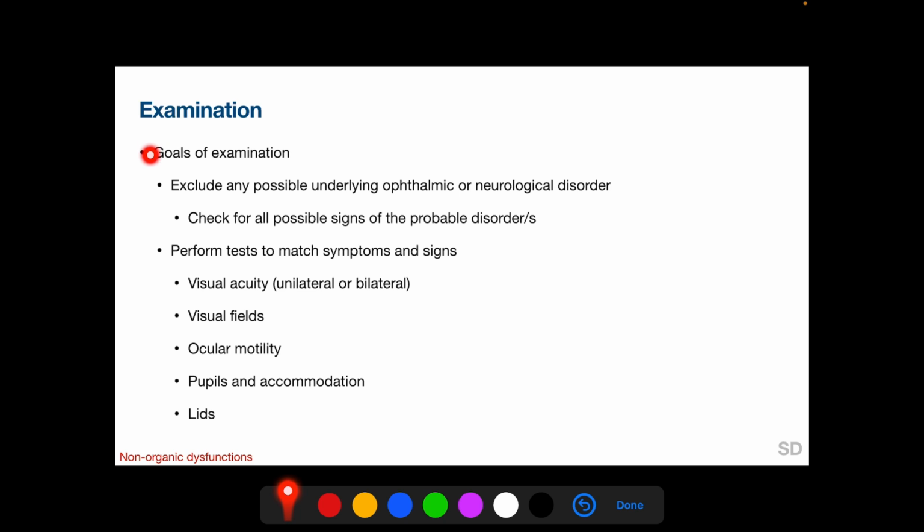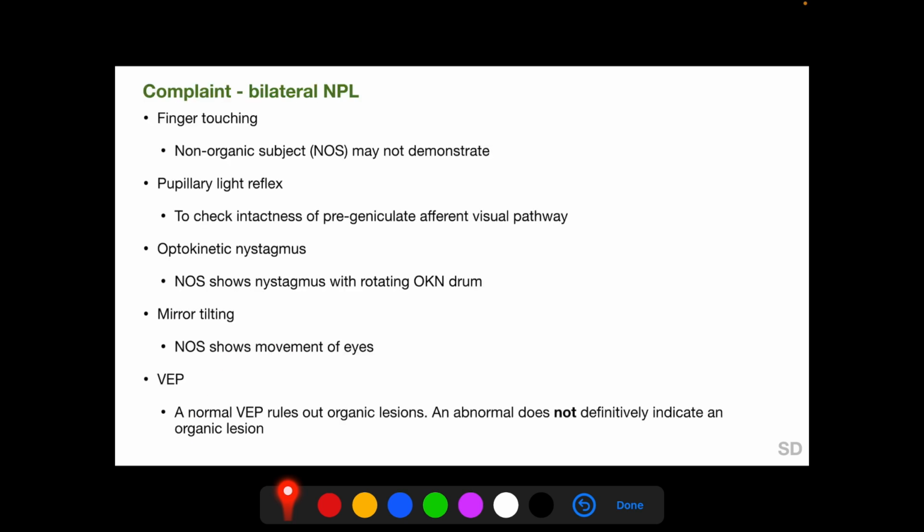The goal of examination in a patient suspected of having non-organic dysfunction is to exclude any possible underlying pathology, ophthalmic or neurological, by checking for all possible signs of the probable disease or disorder, and to perform tests to match reported symptoms with signs elicited from these tests, such as visual acuity, visual fields, ocular motility, pupils and accommodation, and lids. For the purpose of this presentation, we will use the abbreviation NOS to refer to a subject who has no underlying organic pathology to explain his symptoms and signs.